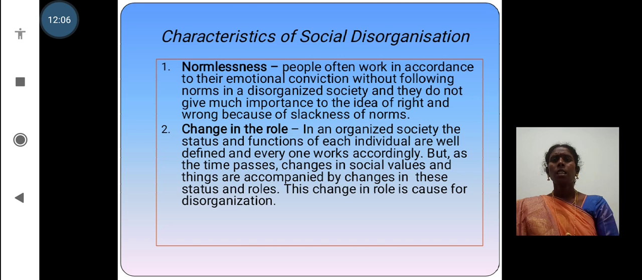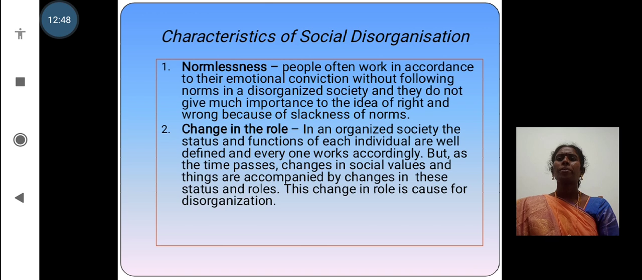And social disorganization has some kinds of characteristics. The first one is normlessness. People often work in accordance with their emotional conviction without following norms in a disorganized society, and they do not give much importance to the idea of right and wrong because of slackness of the norms. People don't think about the right one or the wrong one; they do as they wish. At that time, normlessness conditions arise in the society. That comes under social disorganization.